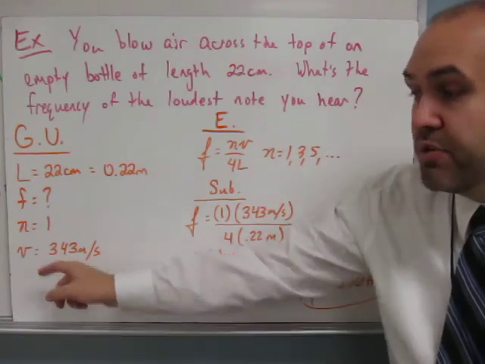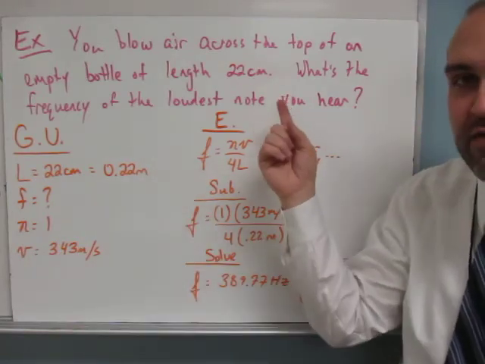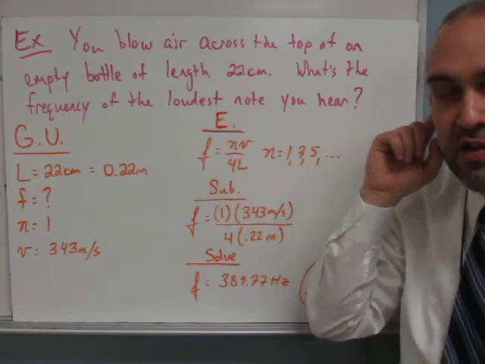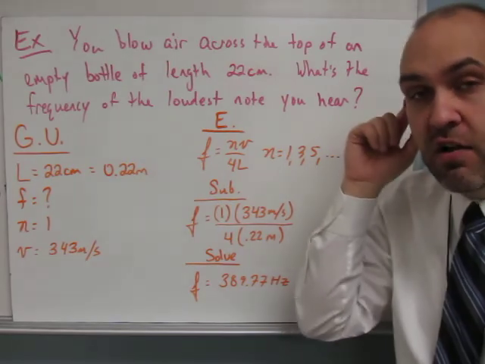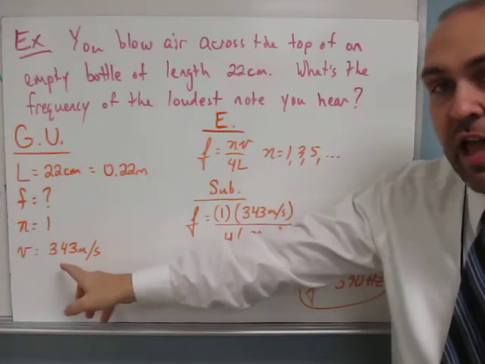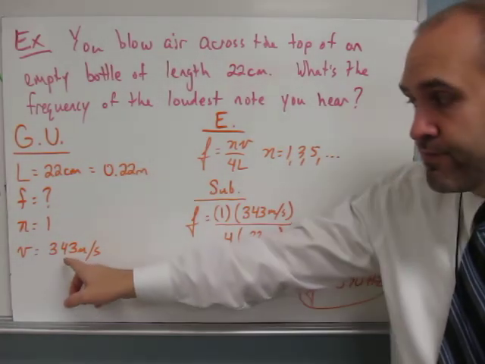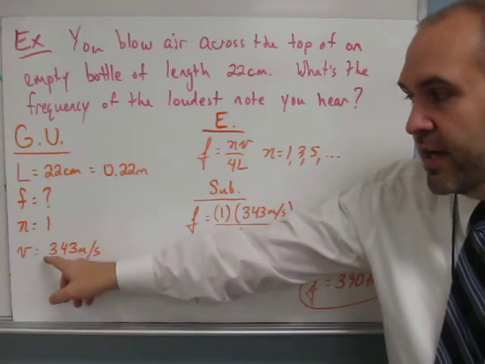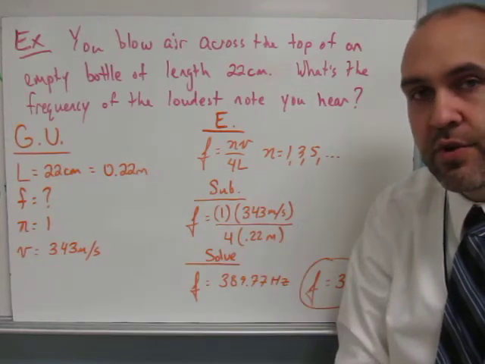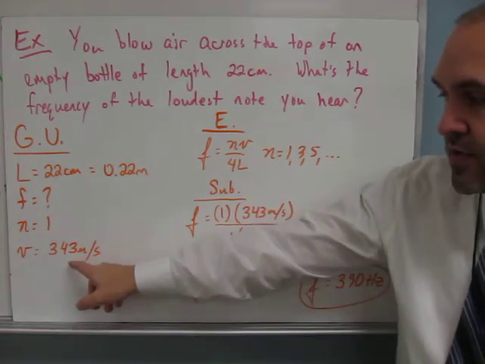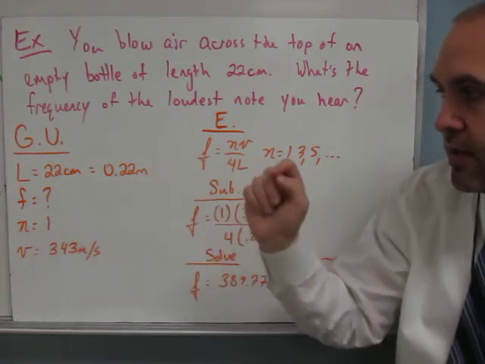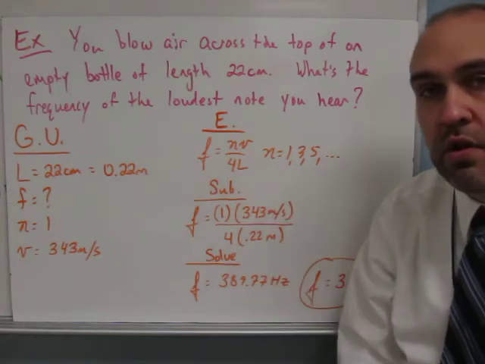And I also know the speed, because this is a sound wave. That's what I'm going to be hearing it with. So this is not the speed of the wave on a string, this is the speed of the wave in air. So this would be the speed of sound in air, room temperature we'll assume, unless we're told otherwise. So we actually know that the speed of sound is 343 meters per second. That should be on your card as well. So we actually know three things: the speed, the harmonic number, and the length. And then we're looking for the frequency.